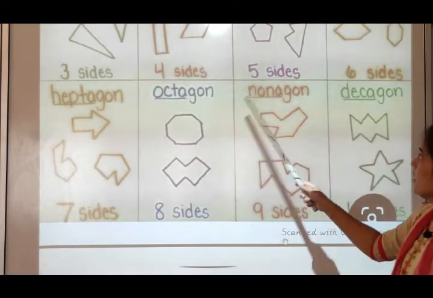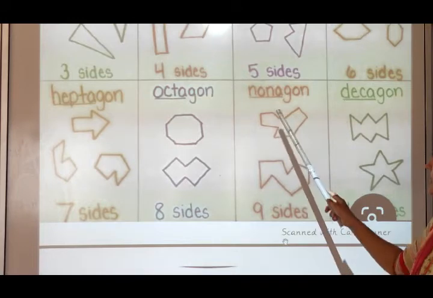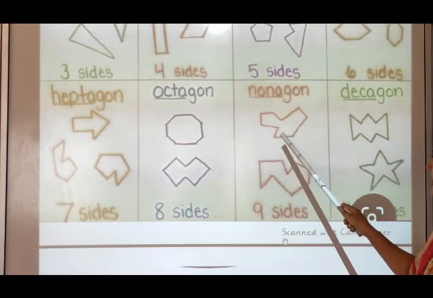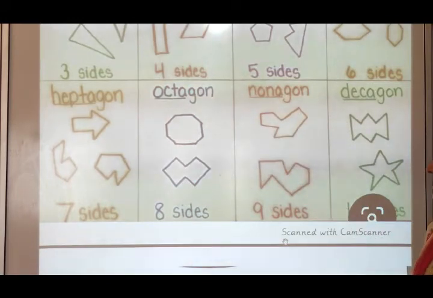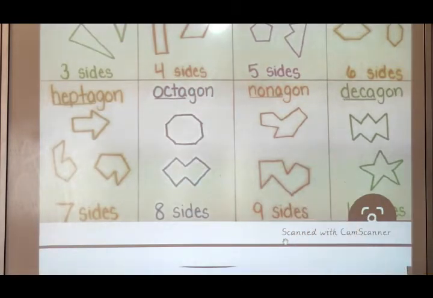Now next is nonagon. This nonagon has 9 sides. Here you can see 9 sides are there in the shape. Then it is called a nonagon. Here another shape is also given over here.